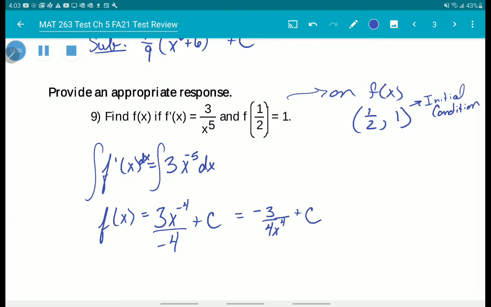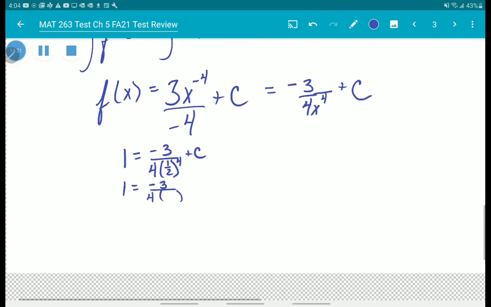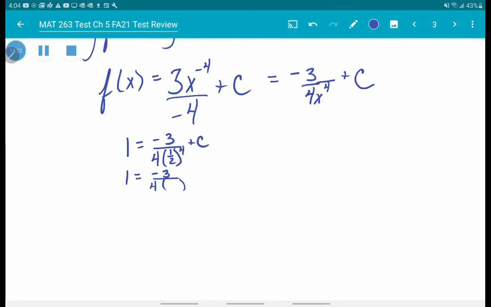So let's find c. I'm going to substitute the 1 in. That's my y value. And I'm going to substitute in 1/2 for x. So I have 1 is equal to negative 3/4 times 1/2 to the 4th, and 1/2 to the 4th is 1/16.